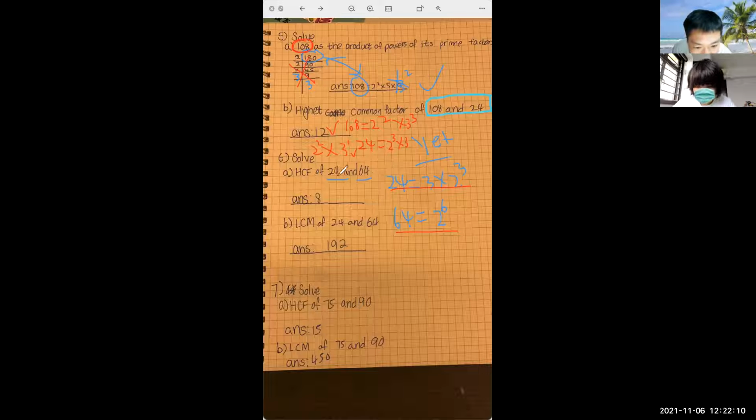So for the highest common factor of 24 and 64, it must be shared and lowest. I only see 2 is shared, and the lowest power for 2 is 3. So the answer is 8, correct.